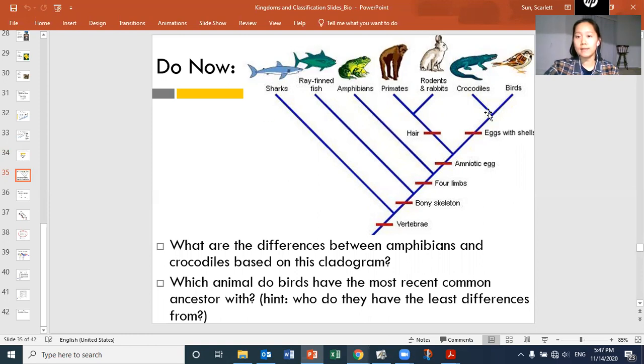And then there's no red tick marks between the crocodiles and the birds, right? You might think crocodiles are more similar to amphibians, but they're actually more close to the birds based on the characteristics of their existence, how they live, how they get food, how they give birth, right?